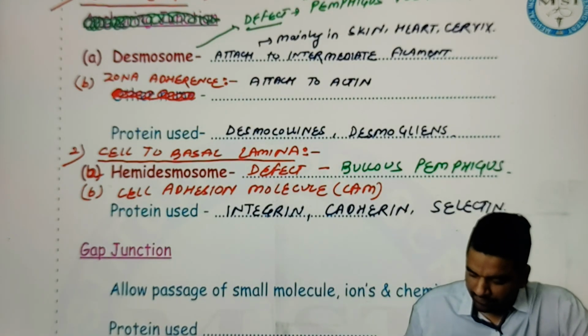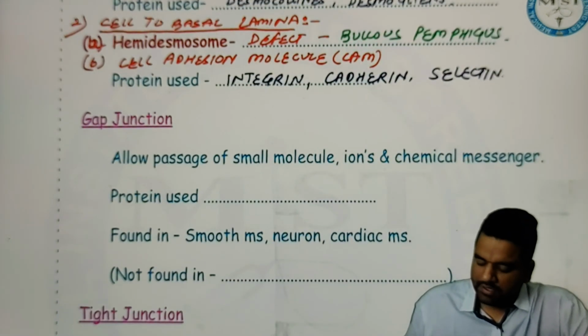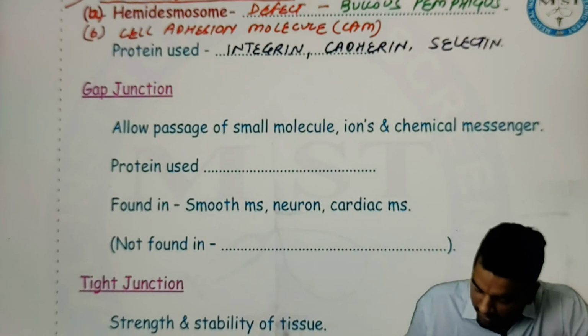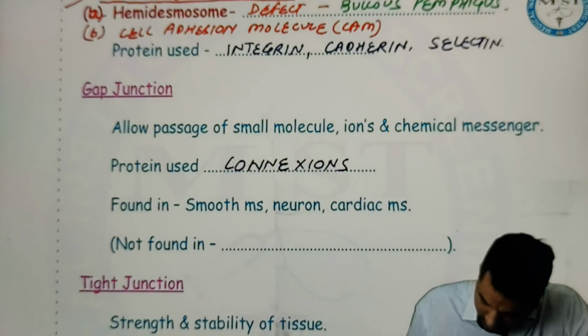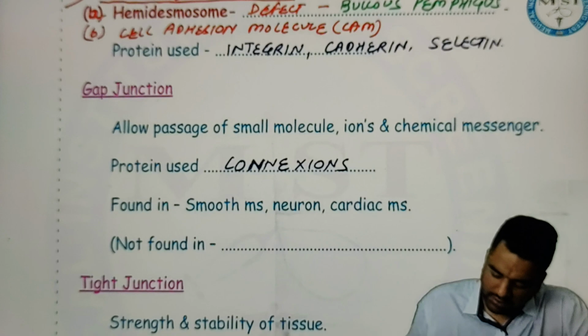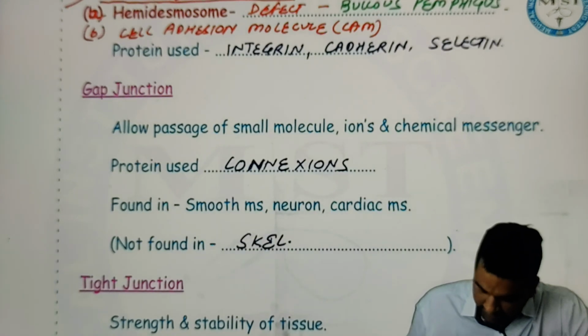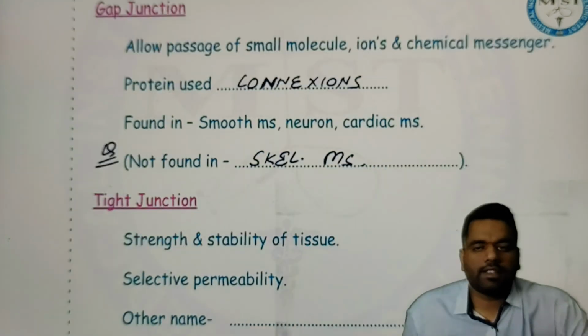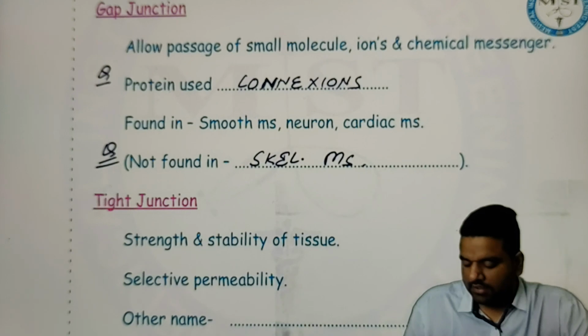Then who is making the gap junction? Gap junction. This gap junction allows small molecules to pass, and the protein which is making this gap junction is connexins. Very important, guys. Connexins. And it's found in smooth muscle, neurons, and cardiac muscle, but it is not found in skeletal muscle. I'm saying it is not found in skeletal muscle. So this is very important.